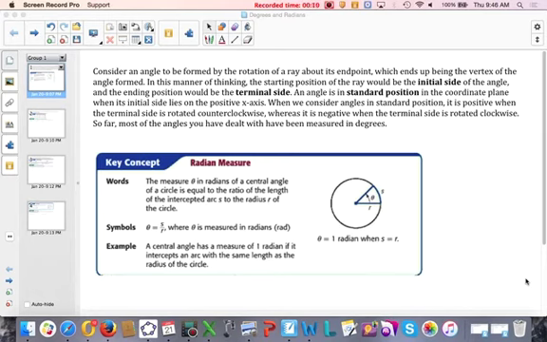In this lesson, we're looking at measuring angles in a different way. So far, for most of your mathematical career, you have measured angles in degrees. In this lesson, we're going to talk about measuring angles in radians. And before we do that, we want to expand the way that we talk about angles. In this context, we consider an angle to be formed by the rotation of a ray.